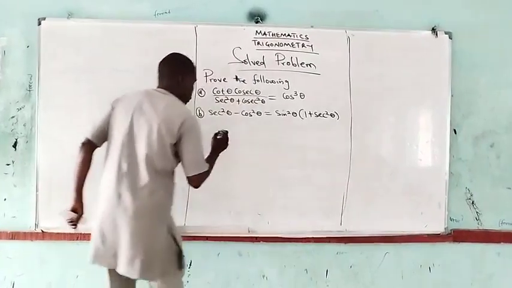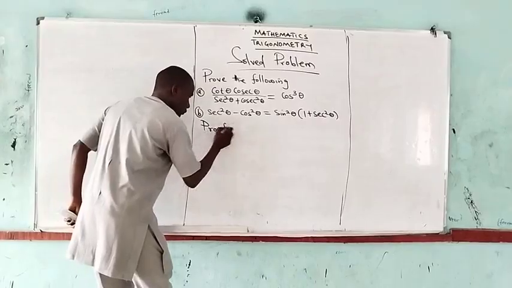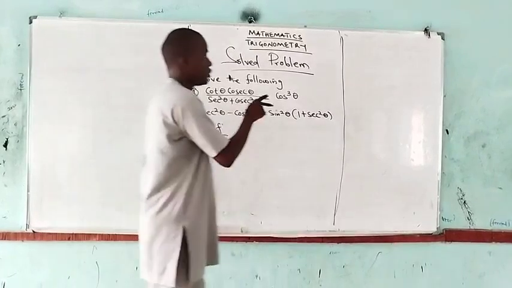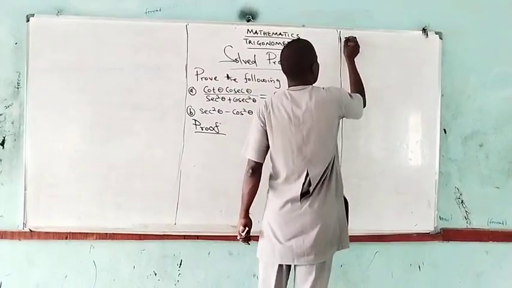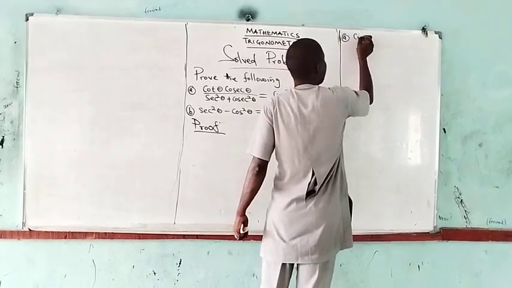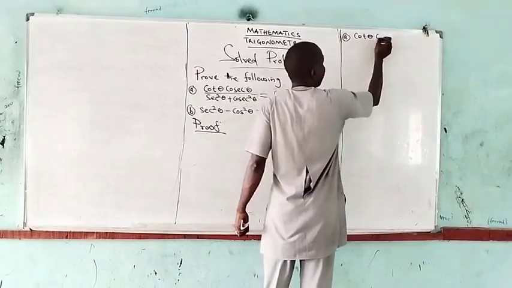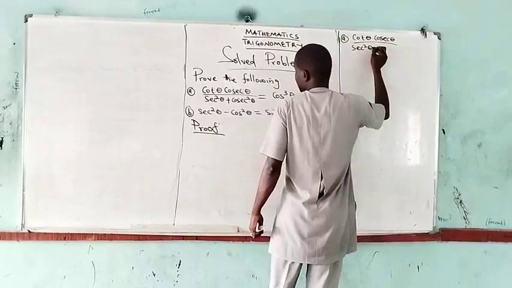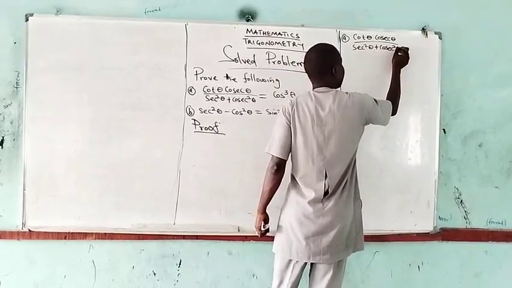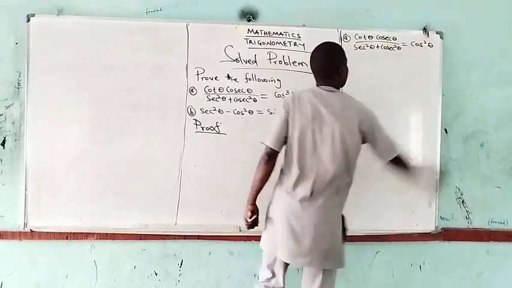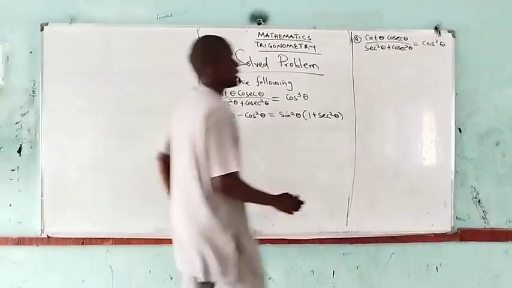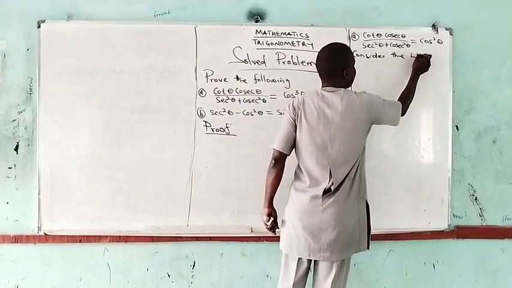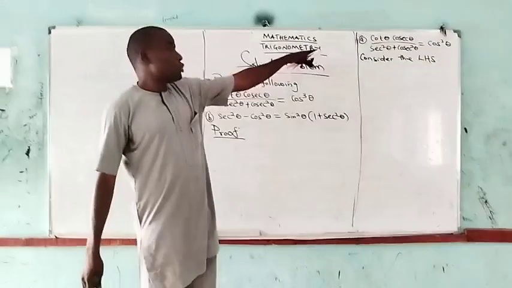So look at this. We said prove that cot theta cosec theta, divided by sec square theta plus cosec square theta, is equal to cos cube theta. To prove this, consider the left hand side. Who can tell me why we choose to start with the left hand side?